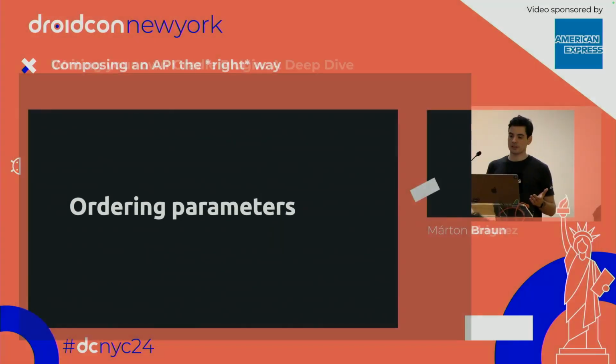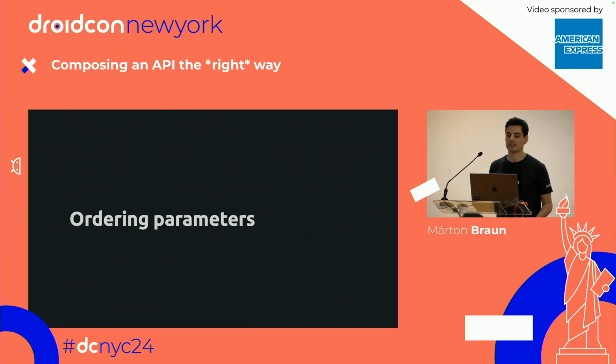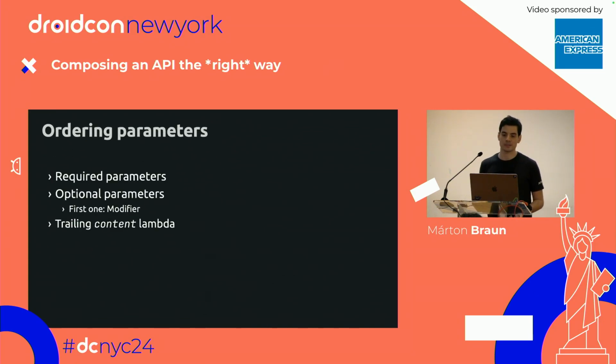All right, let's talk about ordering parameters next. The guidelines, again, tell us a couple things about how we should do this. They tell us that we should have the required parameters at the top of the parameter list. Then these should be followed by the optional parameters, where the first one is always the modifier. And then if we have a trailing lambda, that is the primary content of that composable, then that should be called content, and it should be at the end of the parameter list.